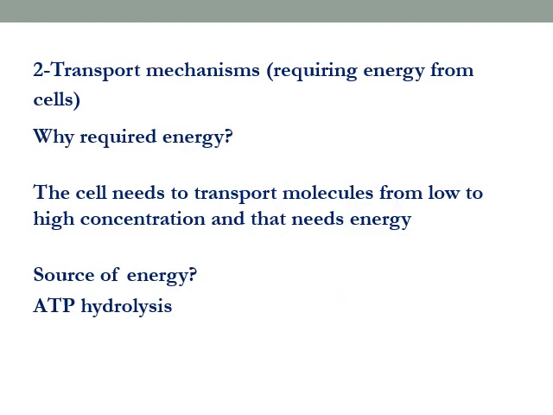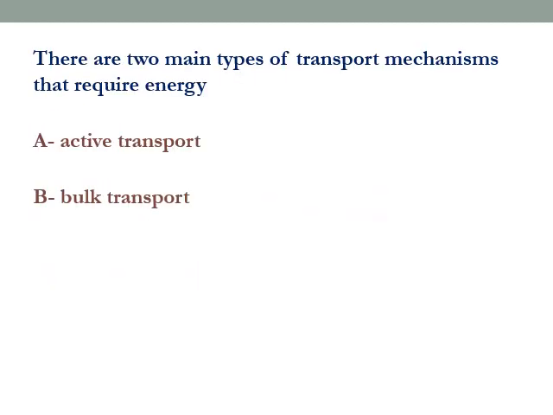The other type of transport mechanisms are the mechanisms that require energy from the cell. So why does the cell require energy to transport material across the plasma membrane? Because sometimes the cell needs to transport molecules from low to high concentration, and that needs energy. Usually, the source of energy is ATP hydrolysis.